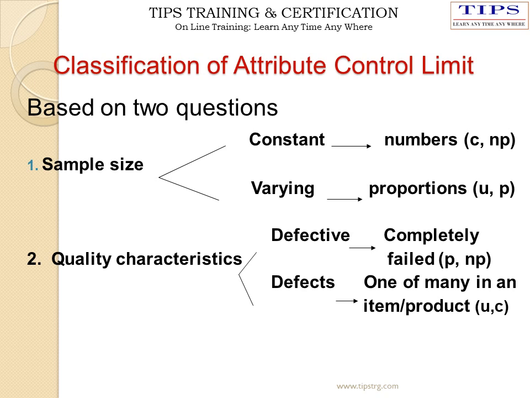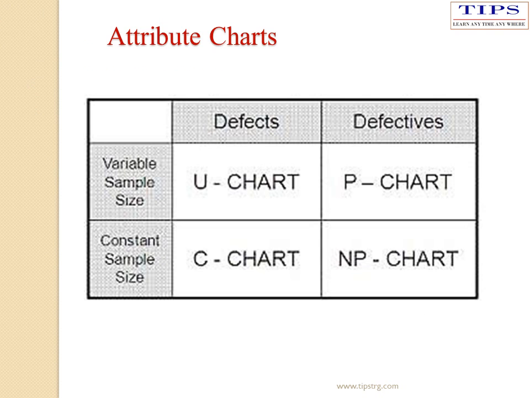Second characteristic is quality characteristic. First is defective, that is fully rejected. For that, P and NP charts are used. For defect case, U and C charts are used. This is the tabular format of consideration of attribute charts.